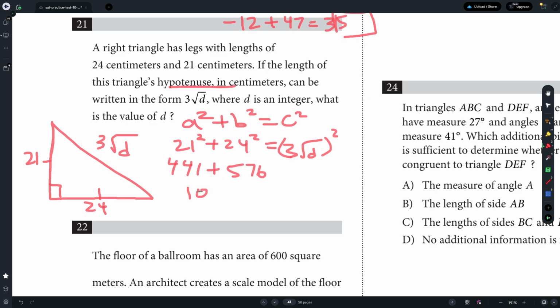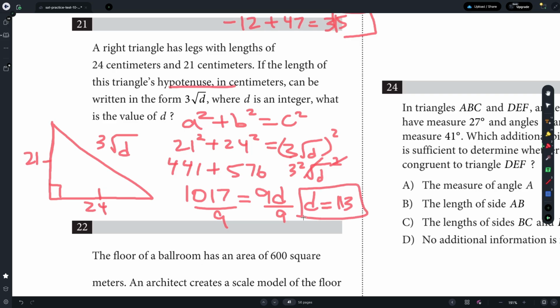That would equal 1076. No, sorry, 1017. And 3 root d squared is just 3 squared times the square root of d squared. And the square root of anything squared would just cancel out the square root and the square. So it would be equal to 9d. So d, we just divide by 9 on both sides, and we get d is equal to 113. 113 is the correct answer.